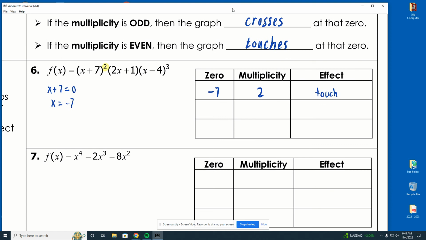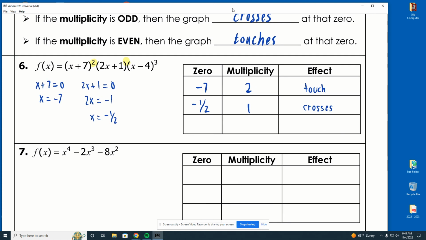And we did the same thing with the rest. We do 2x plus 1. We set it equal to 0. Wouldn't I subtract 1? Then divide by 2. So negative 1/2 is one of my what? Negative 1/2 is one of my zeros. Now, how many times when there's no exponent there? Once, right? If there's no exponent there, it's understood to be a 1. So what would the effect be at that point? It crosses it.